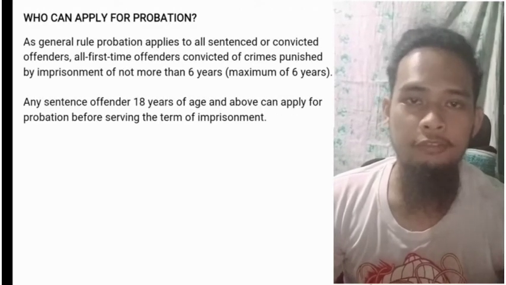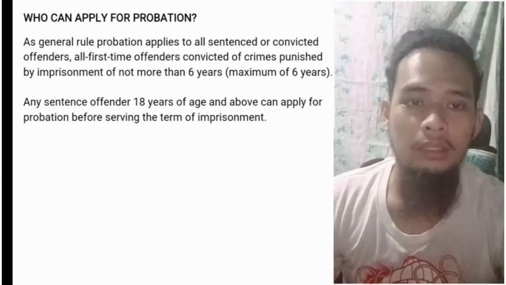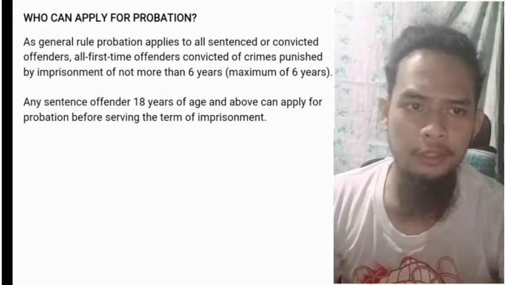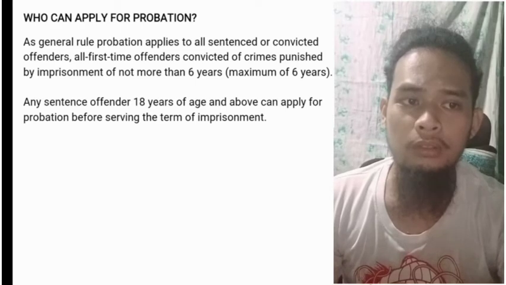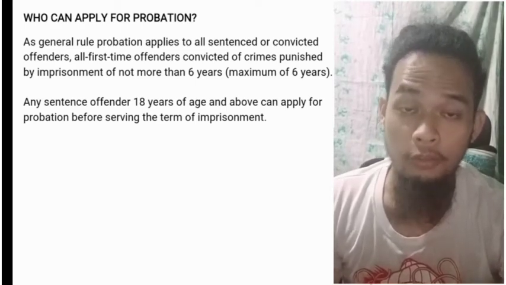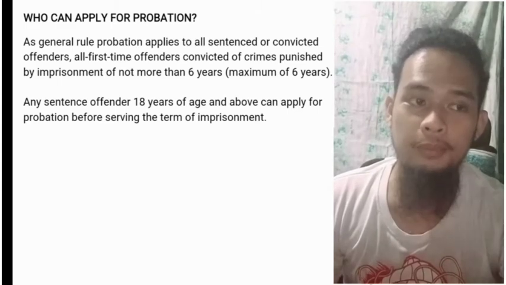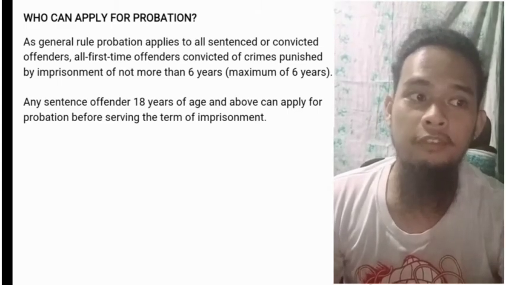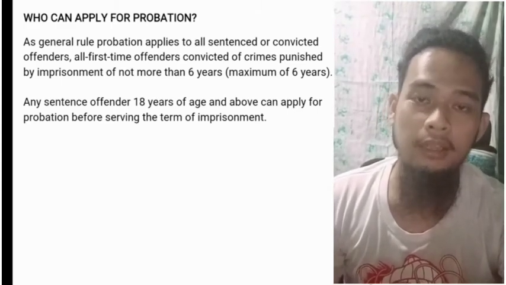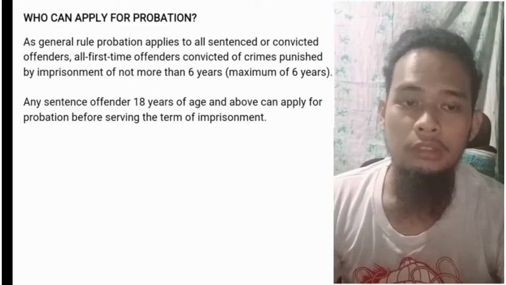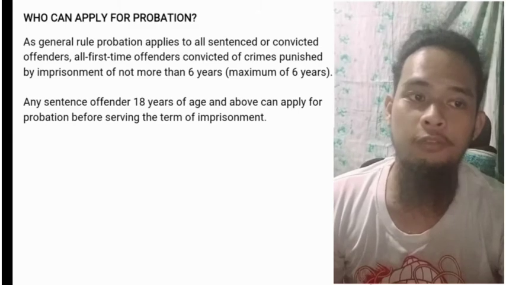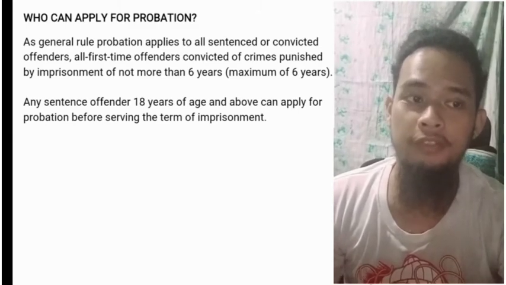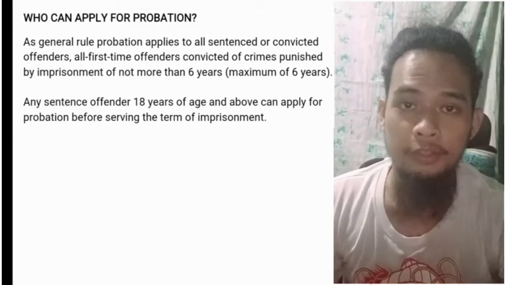Who can apply for probation? The general rule in probation applies to all sentenced or convicted offenders, first-timers, of crimes punished by imprisonment of not more than 6 years, and any sentenced offender 18 years of age and above can apply for probation before serving the term of imprisonment.